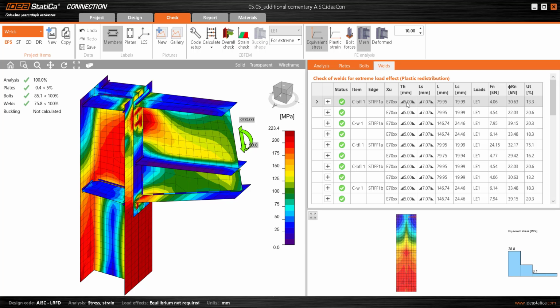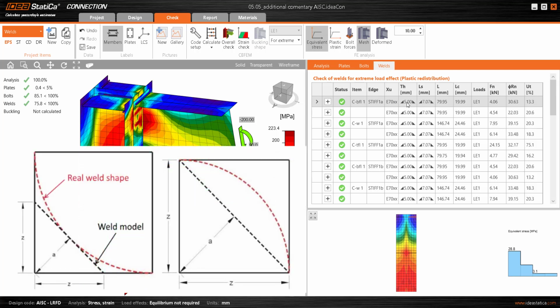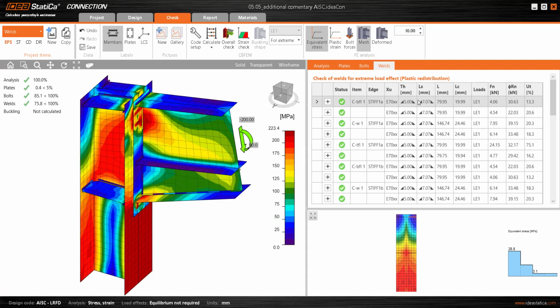The first is the throat thickness of the weld. In the European code, this is considered the size of the weld, but in the American code, the size of the weld is considered the length of one of the sides of the triangle, as opposed to the effective throat thickness being considered the height of the triangle. So it's a bit different. Normally, the American code is specified here, and when we specify the weld size in the software, we're specifying the LS.